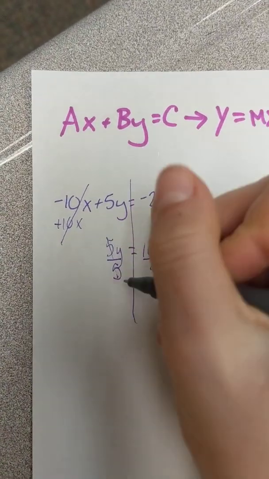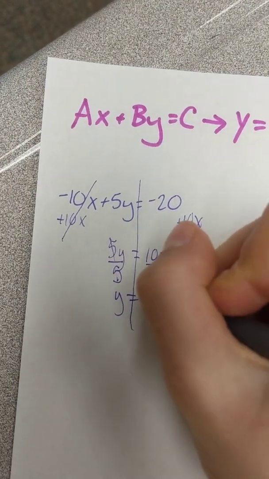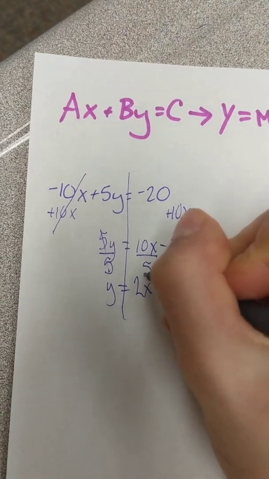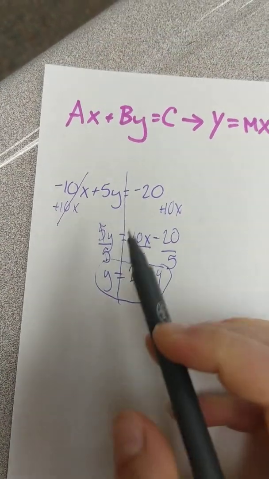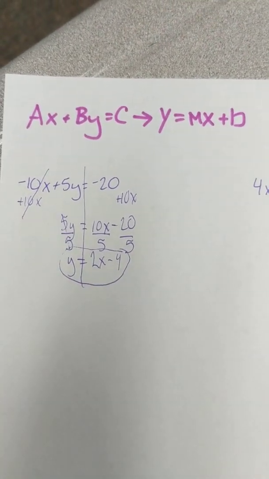So 5 divided by 5 cancels, leaves me with y. And then 10 divided by 5 gives me 2x, and negative 20 divided by 5 is negative 4. And that is my slope-intercept form, y equals 2x minus 4. My slope is 2, my y-intercept is negative 4.